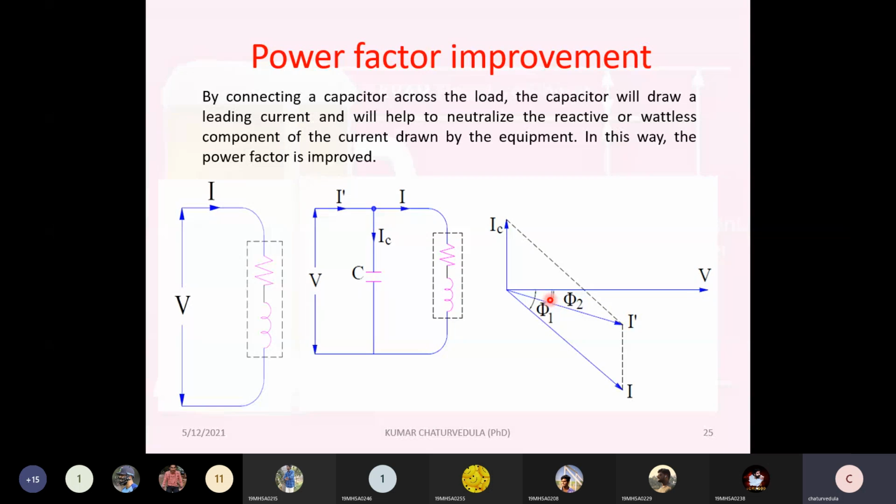So that means here cos phi is improved, phi 2 is reduced, so the power factor is improved. This is the basic fundamental of how to improve the power factor. By connecting a capacitor across the load, since the capacitor is able to draw the leading current, it will neutralize the reactive component of current drawn by the inductive load. In that way, the power factor is going to be improved.